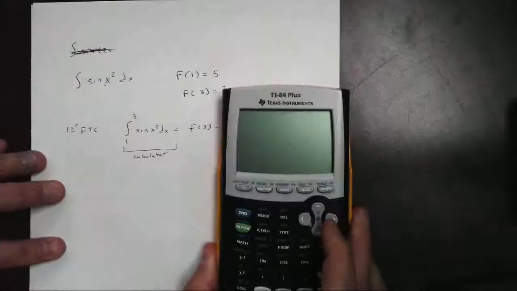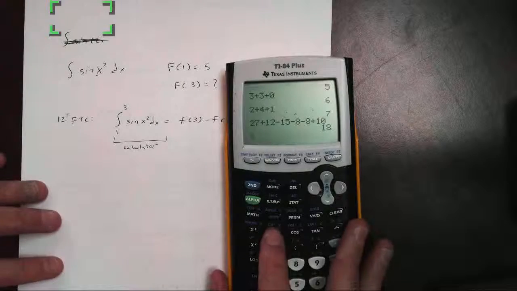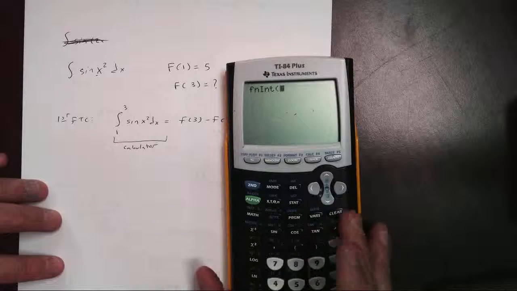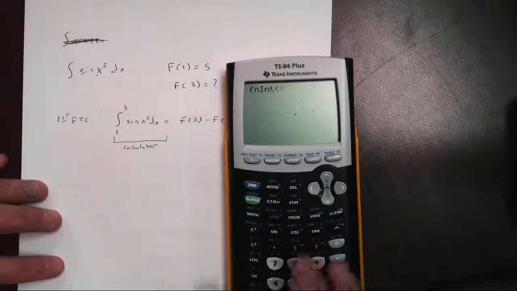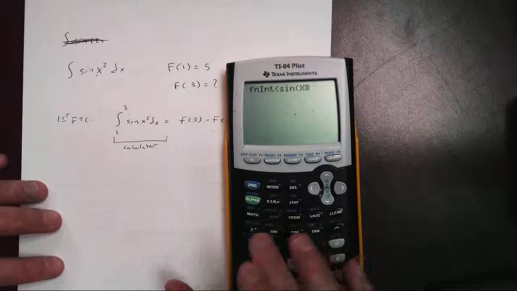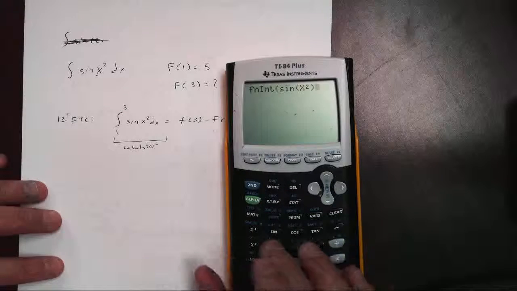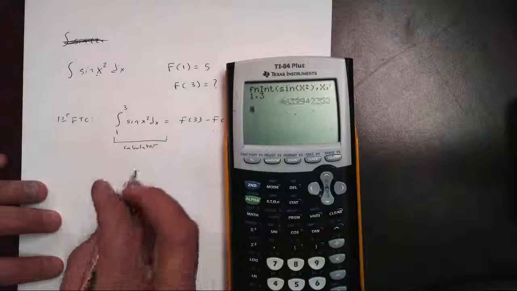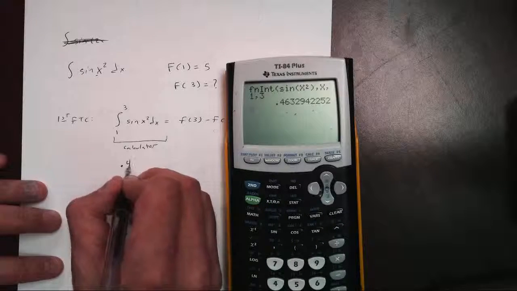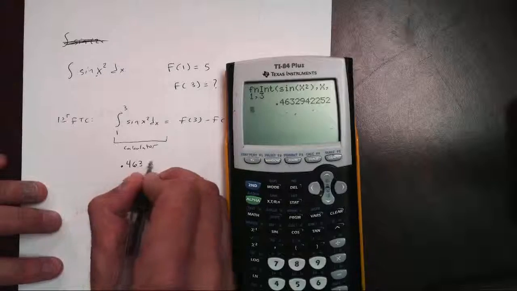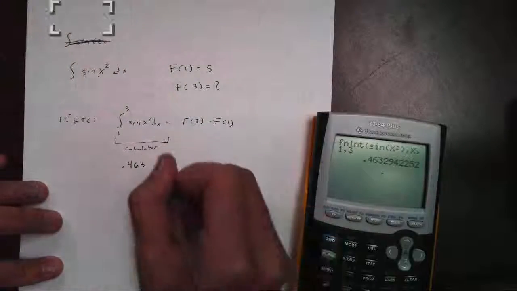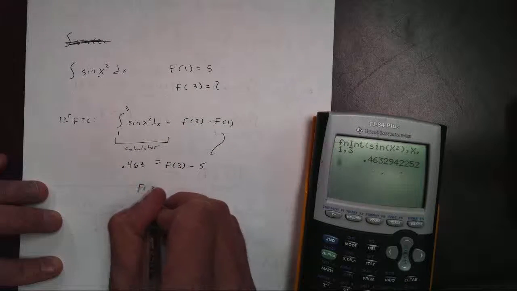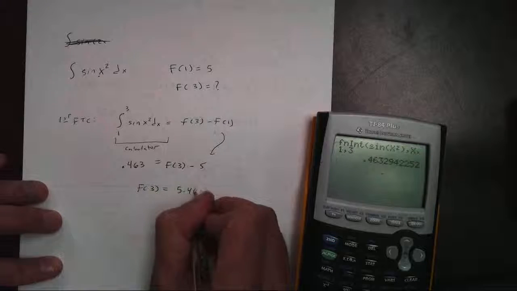Now for this one, since it has no antiderivative, we're going to use our calculator. So if I grab my trusty dusty calculator, I type it in, I'm going to go math 9, and I'm going to go sine, I have an old-fashioned calculator, you have to forgive me, comma x, comma 1, comma 3. And what I get is 0.463, and that's going to equal f of 3 minus 5. So the value at 3 is going to become 5.463.